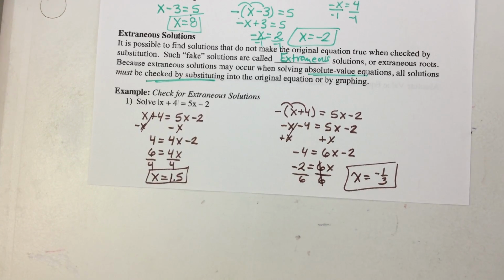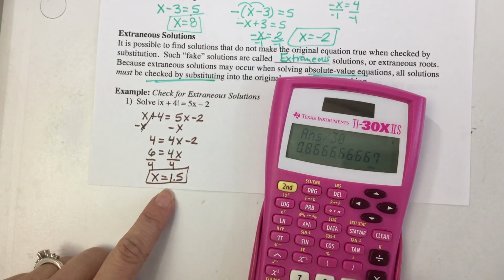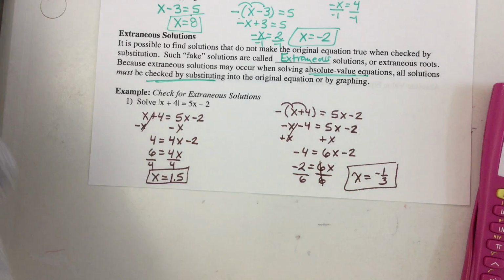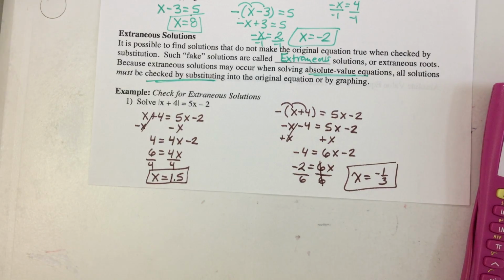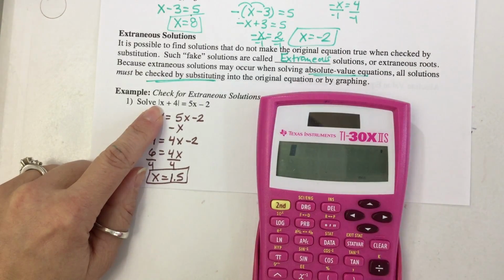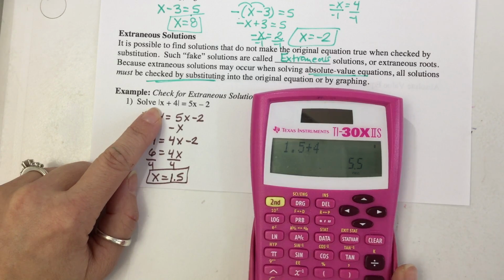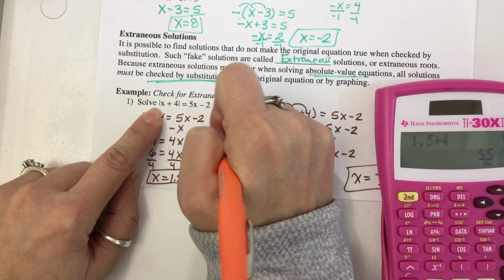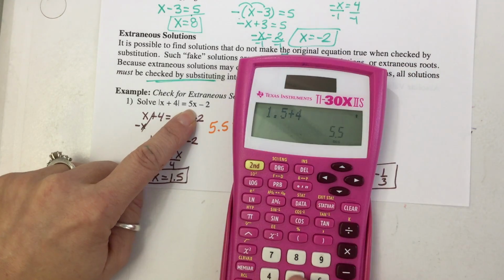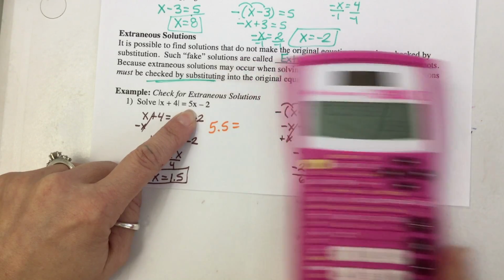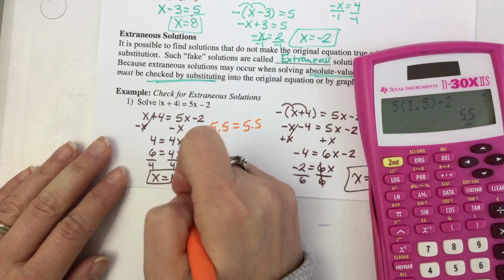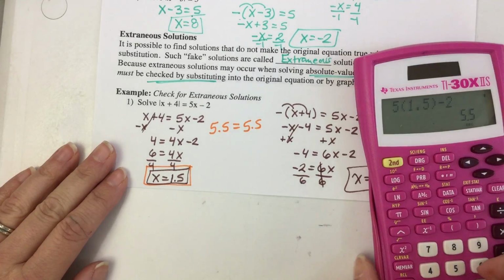Now what we have to do is make sure that these things work. Okay, so if I plug 1.5 in for each side, I'm going to go ahead and do this in a different color when I check. So if I go 1.5 plus 4, it's 5.5. 5.5, the absolute value. How far is 5.5 away from 0 on a number line? 5.5 units. Now let's put that in here. 5 times 1.5 minus 2. I get 5.5. This is a true statement, so yes, that solution is great.